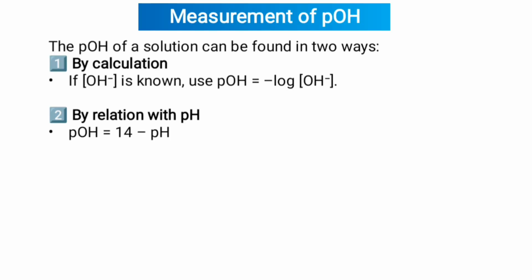Measurement of pOH. The pOH of a solution can be found in two ways. First one, by calculation: if the concentration of OH- ion is known, use pOH is equal to negative log of the concentration of OH-. The second one, by relationship with pH: pOH is equal to 14 minus pH.